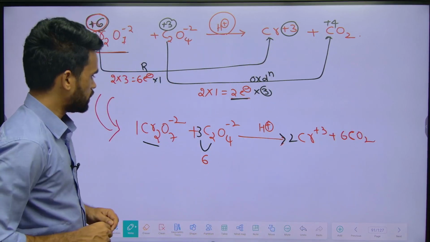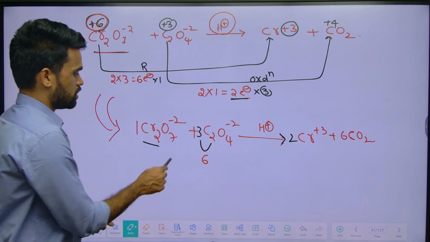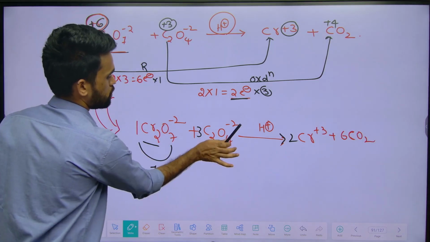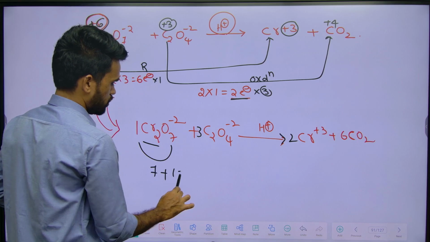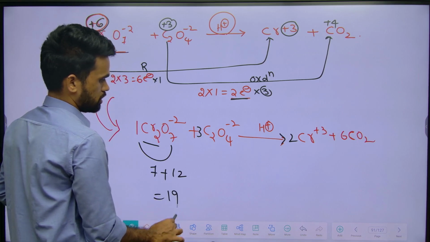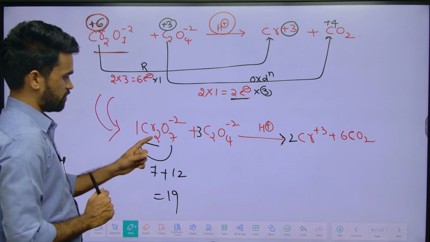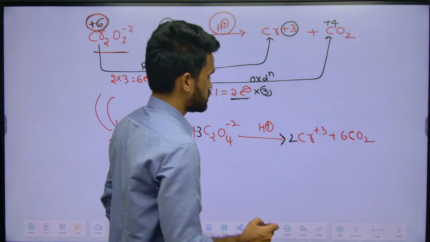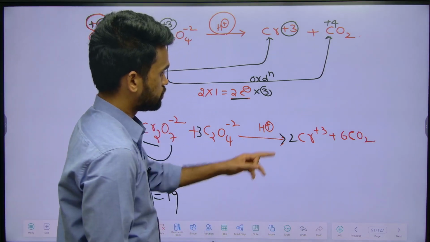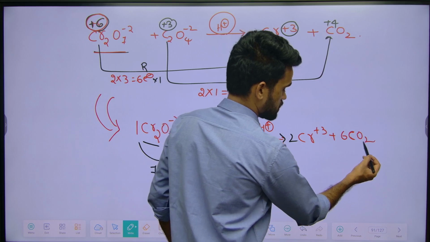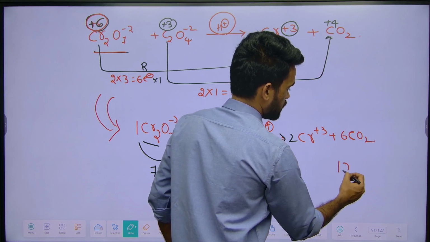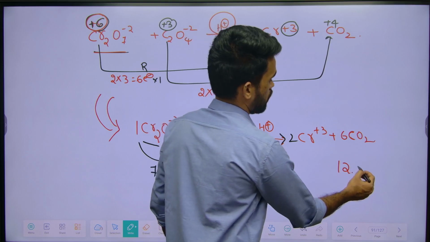Done. After that, how many oxygens are there? 7 oxygens. This one is how much? 4 3s are 12. So this is 19. That's it, 7 plus 12. This side, how many do we have? Check once. 6 CO2 are there, it means you can write it as 12. So 12 oxygens are there.